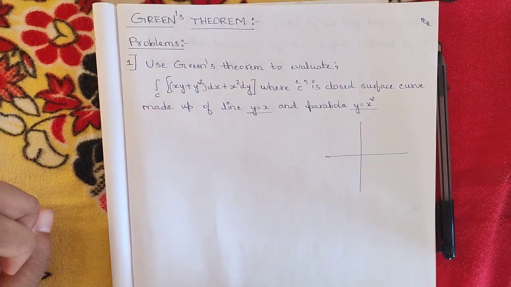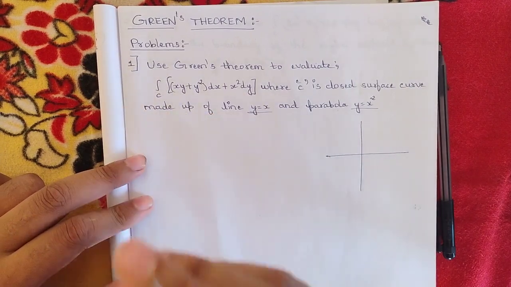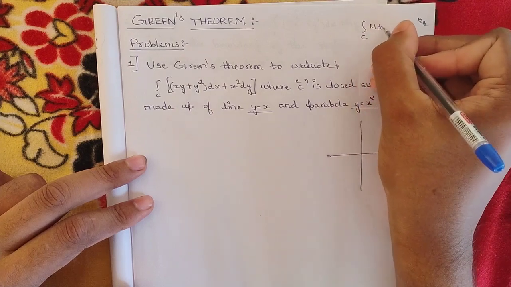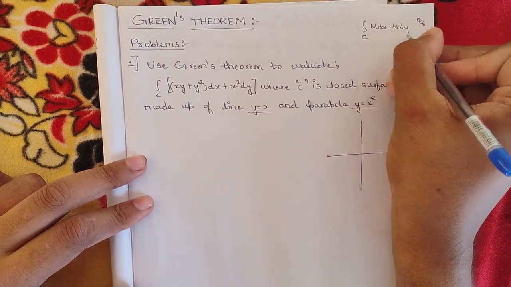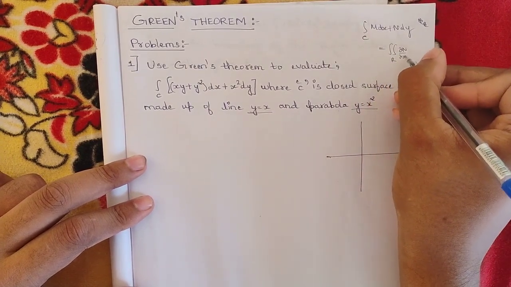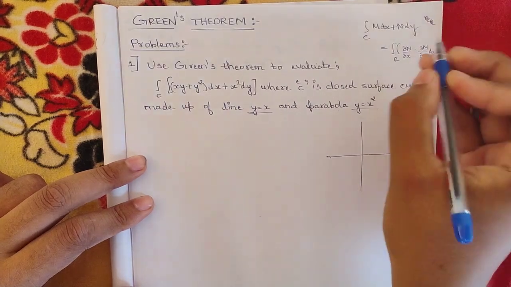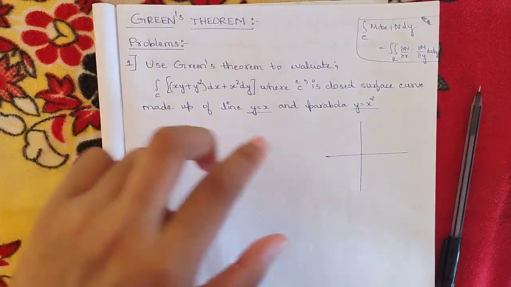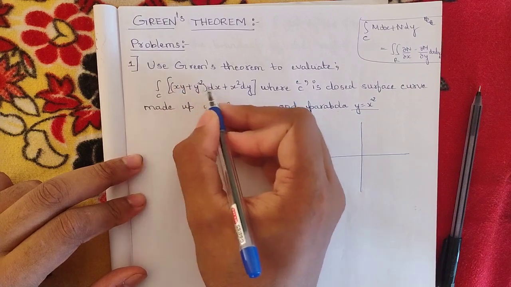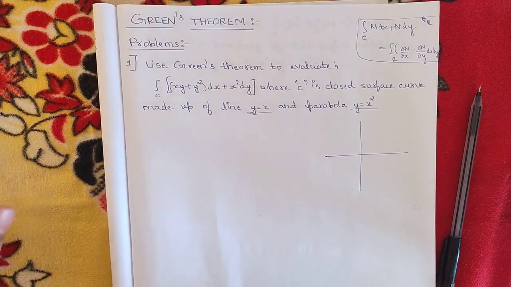If you observe carefully, the general equation of Green's theorem is what? M dx plus N dy, right? That is equal to the double integral over a region of (dou N by dou x minus dou M by dou y) dx dy, right? So this is the formula for Green's theorem. Here they have given the left hand side part, where in place of xy plus y square we can write it as M, and in place of x square we can write it as N.